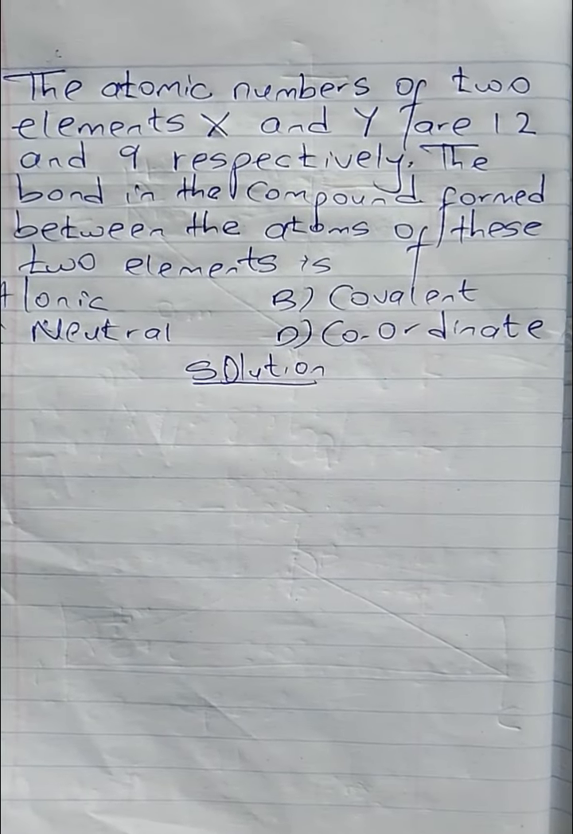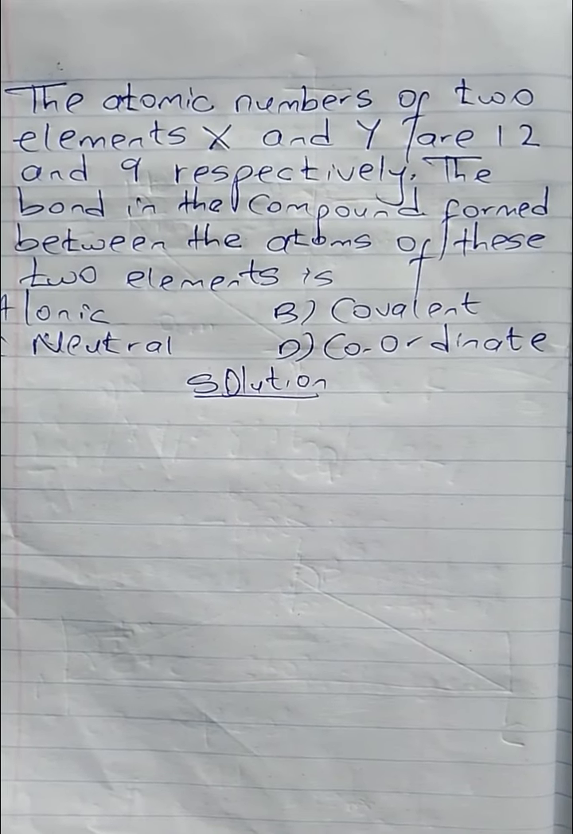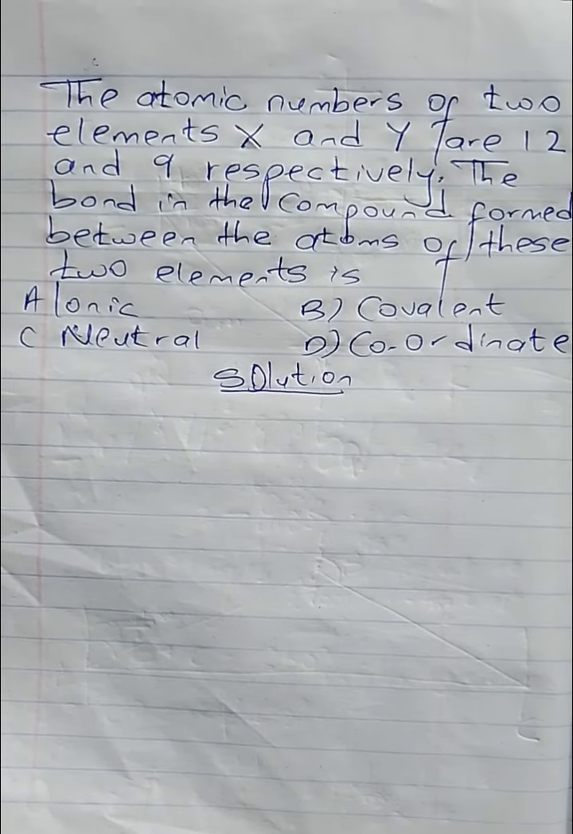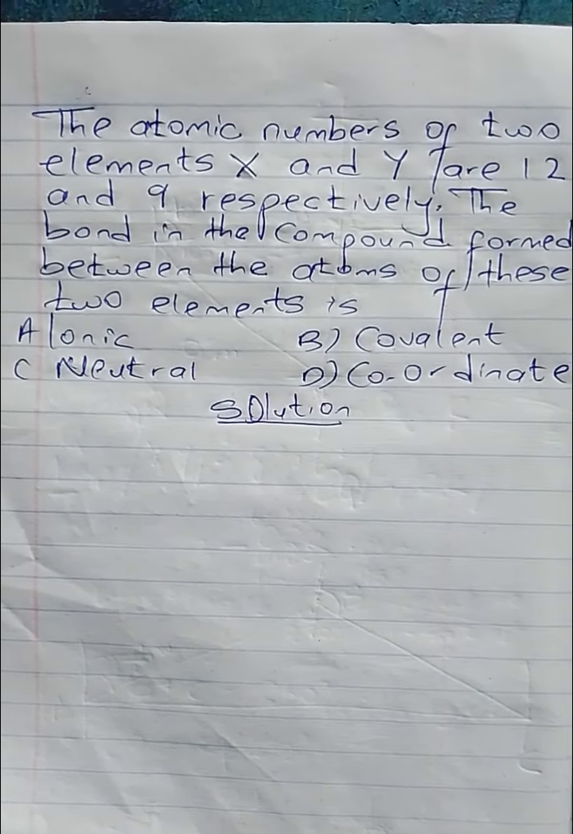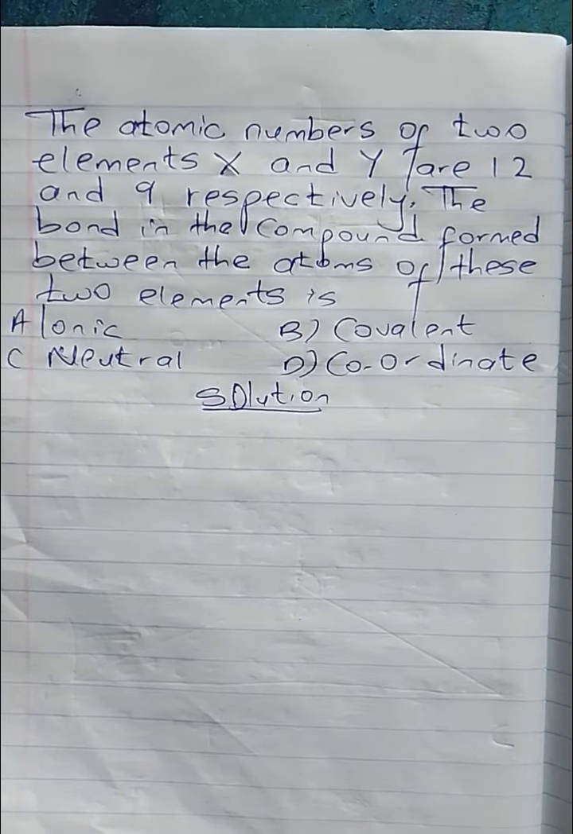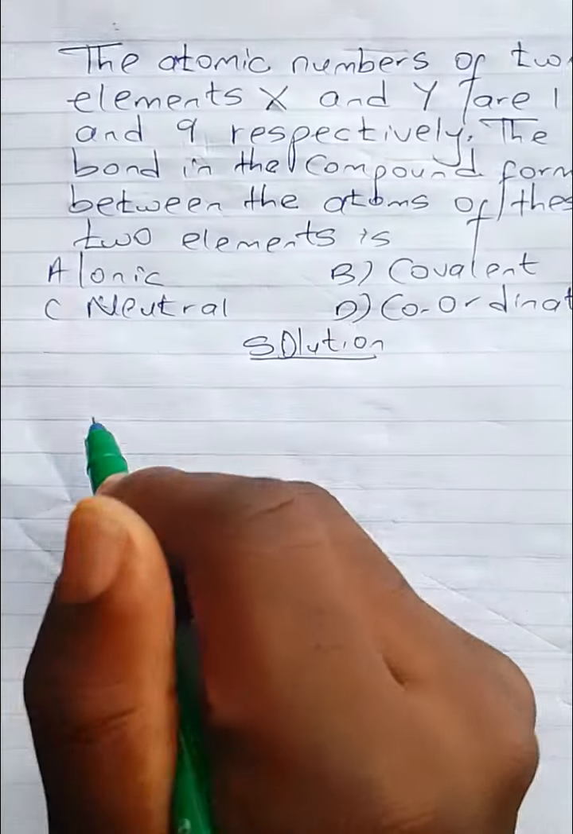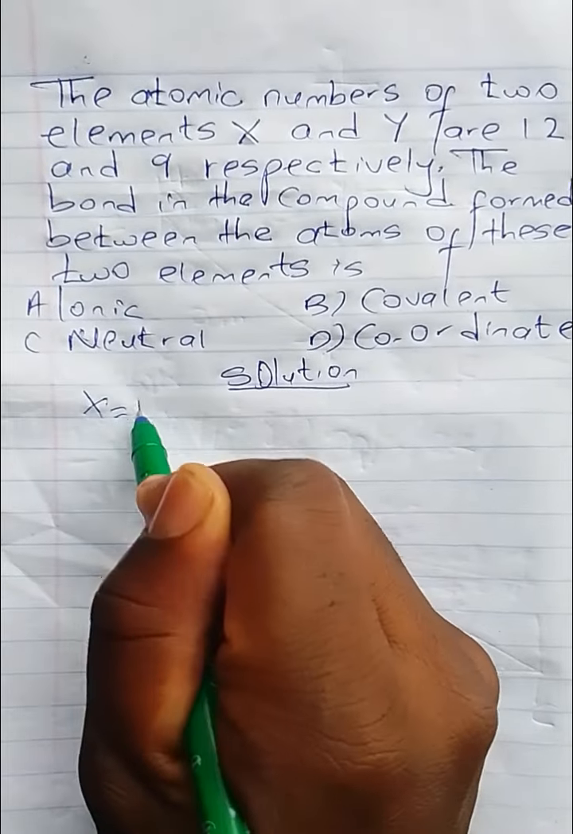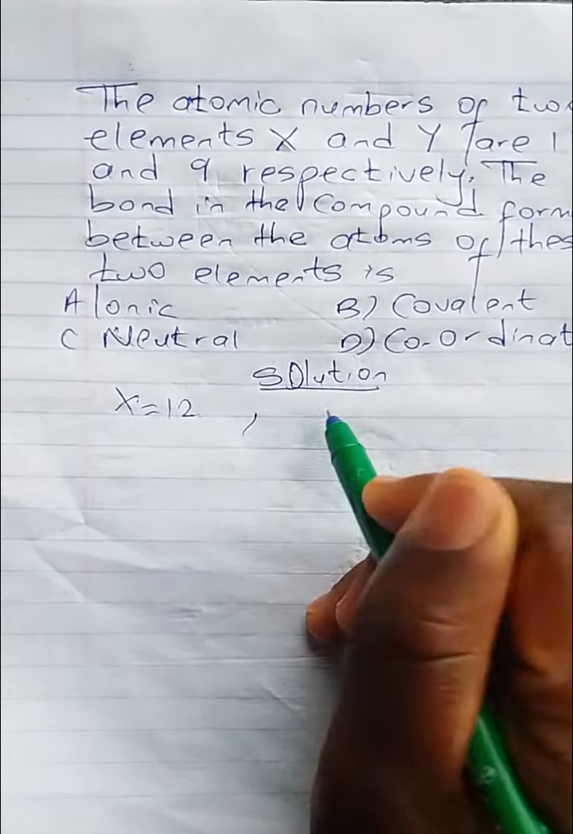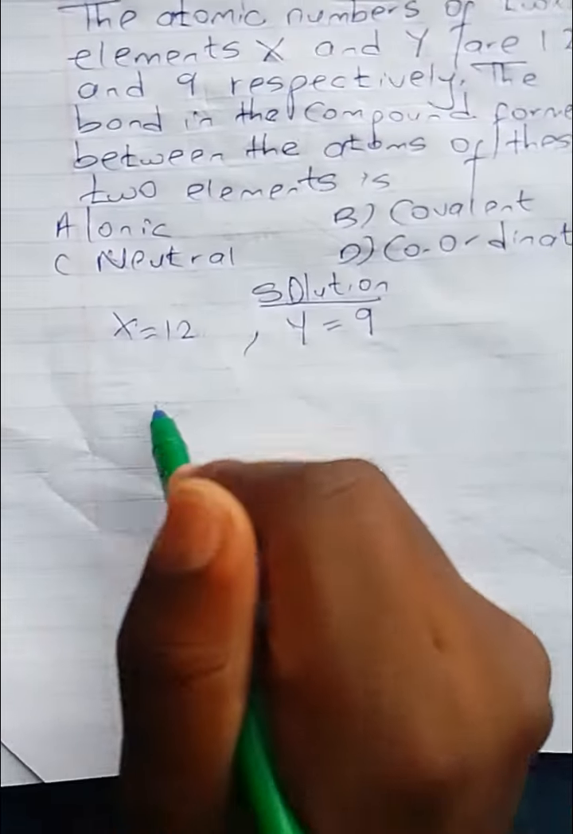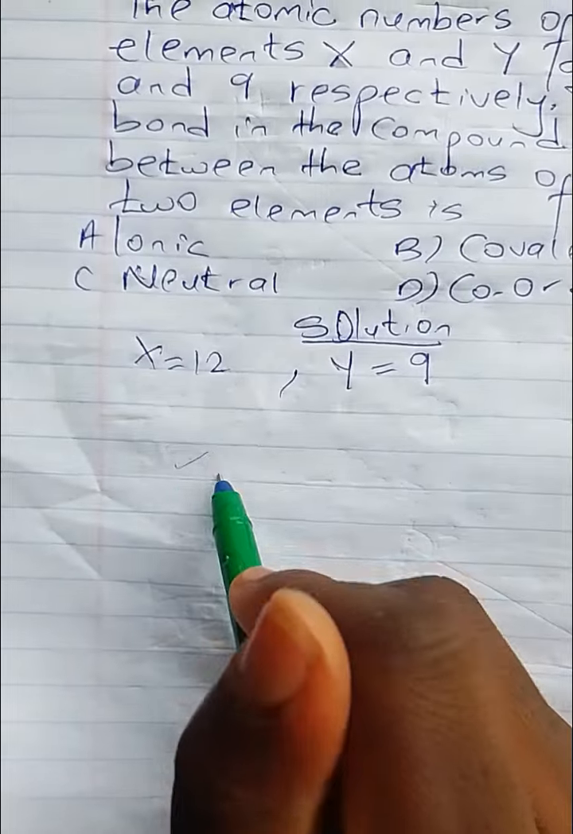Now this question is just asking us the bond that will be formed when an element X having an atomic number of 12 and an element Y having an atomic number of 9 come together as a compound. Okay, now let's go. It said X has an atomic number of 12, right? Y has an atomic number of 9, as you can see. Now let's draw the electronic configuration.